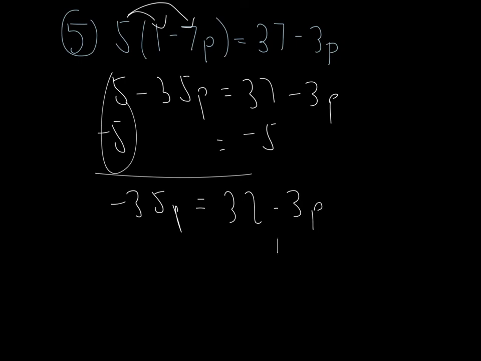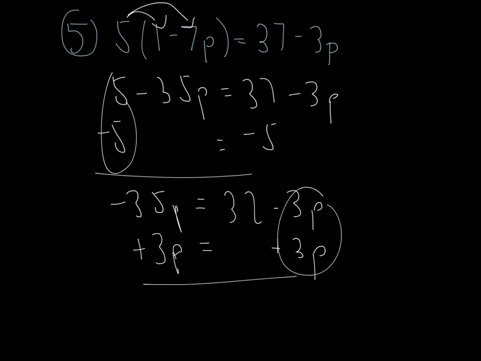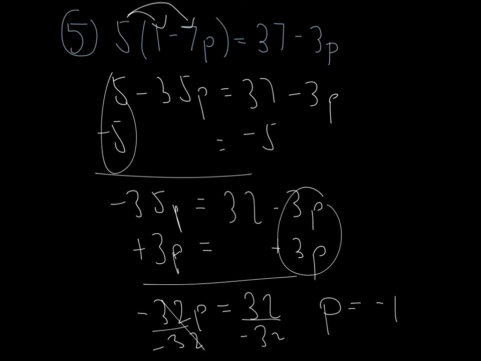Alright, so now we need to add 3p on both sides. So this will make 0, this will make negative 32p, which is equal to 32. Last step is to divide by negative 32. Makes 1, we get p is equal to 32 divided by negative 32 is negative 1. So the answer there would be p is equal to negative 1.